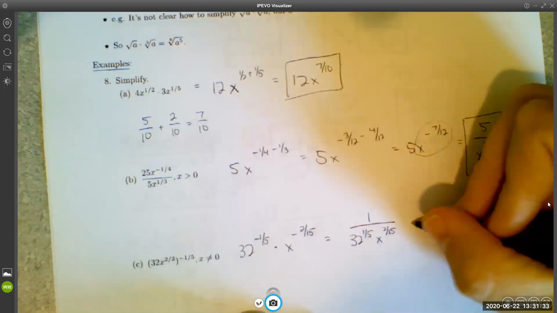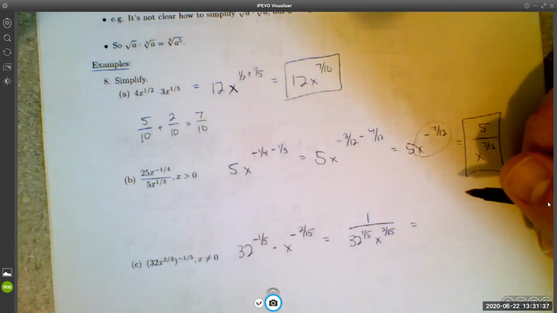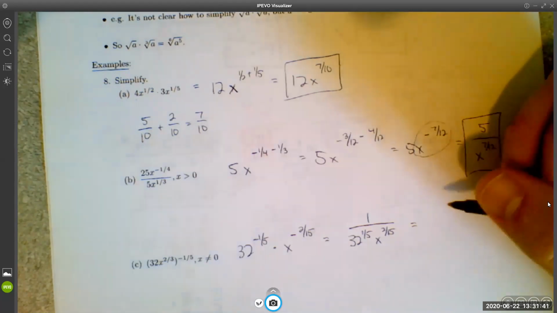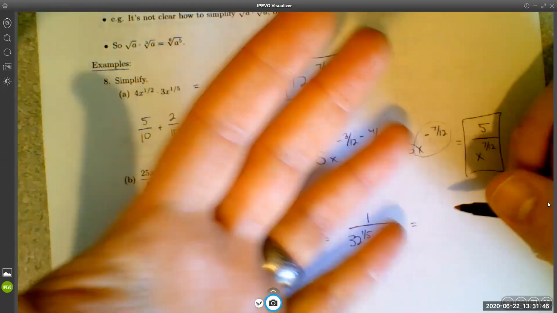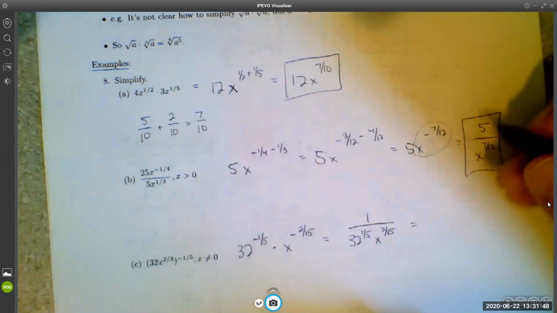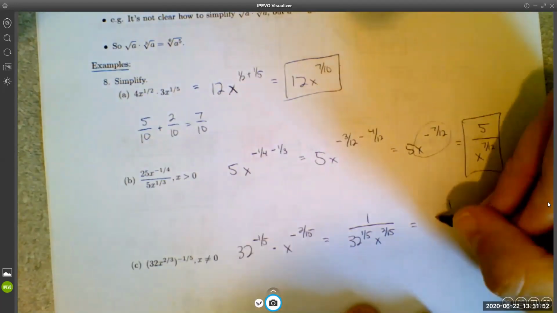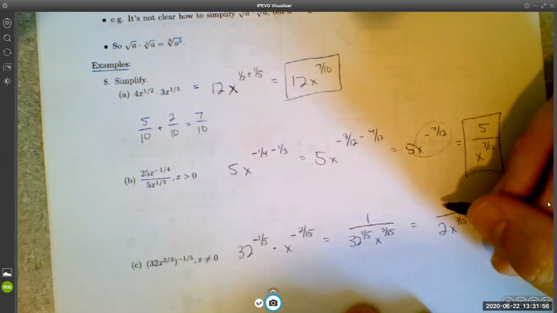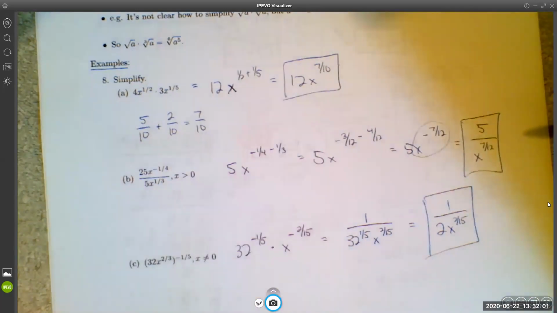32 to the 1/5 power, that's the 5th root of 32. So we're thinking what number times itself 5 times gives us 32. And I think 2 does the trick, right? 2 times 2 is 4, times 2 is 8, times 2 is 16, times 2 is 32, right? So 2 multiplied by itself 5 times gives you 32. So definitely this is 1 over 2x to the 2/15. Okay, and that's that one.